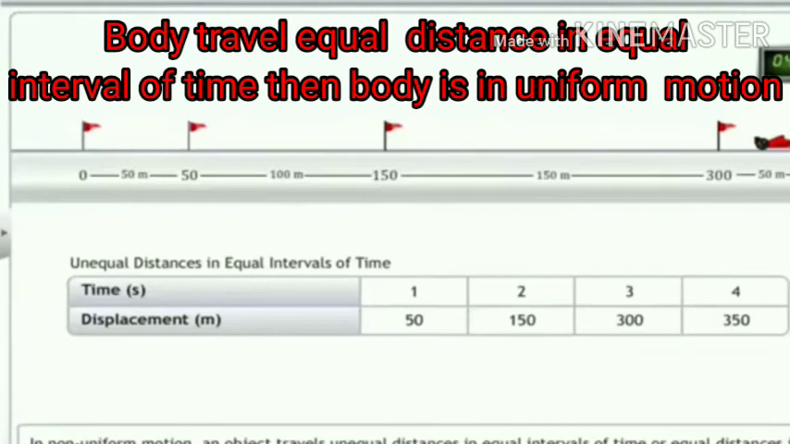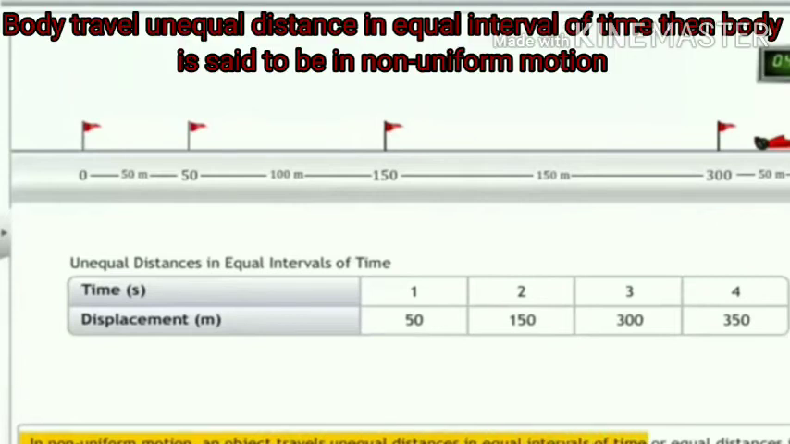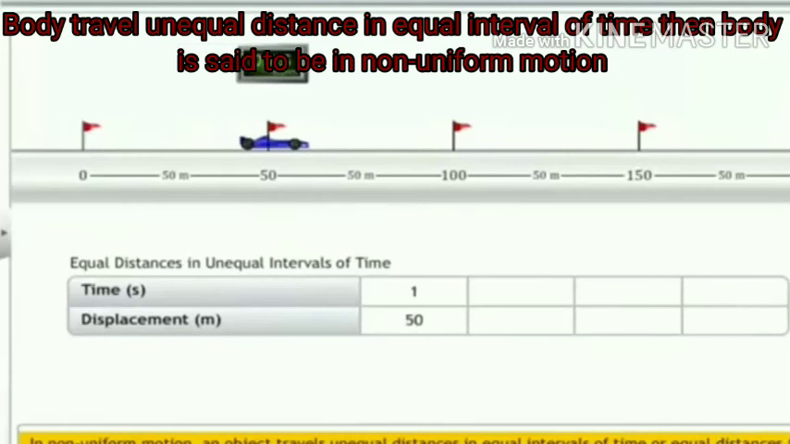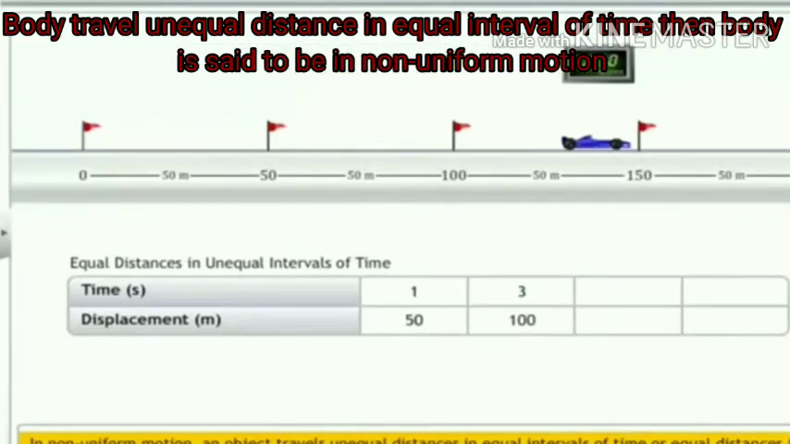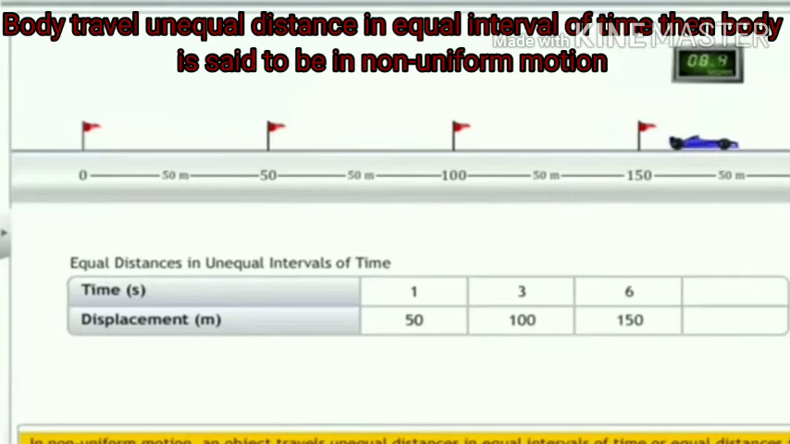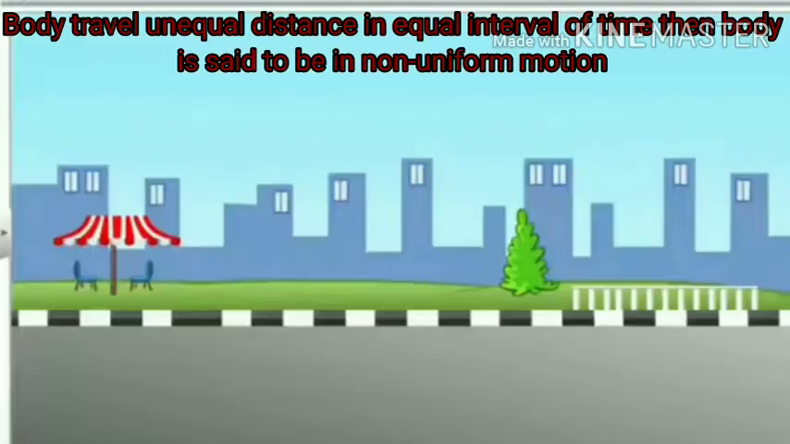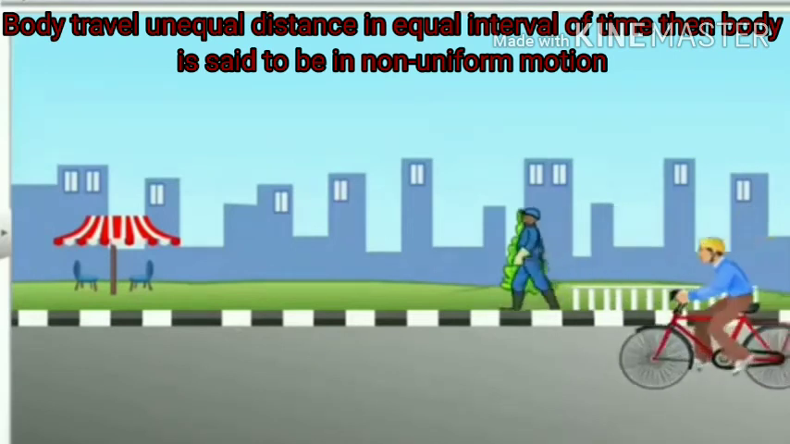Example, you can see that a car covers unequal distances in equal intervals of time. Therefore, it is non-uniform motion. Hence, you can say that when a body has uniform motion, it travels equal distance in equal intervals of time, no matter how small these time intervals may be, and a body has non-uniform motion if it travels unequal distances in equal intervals of time.